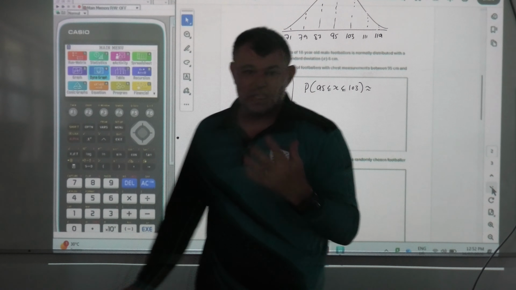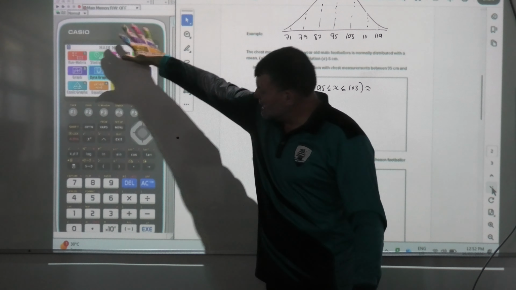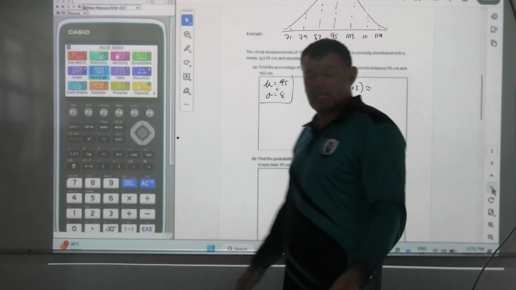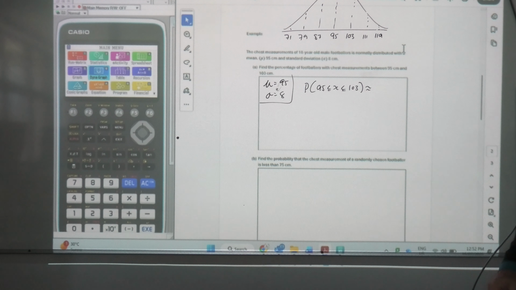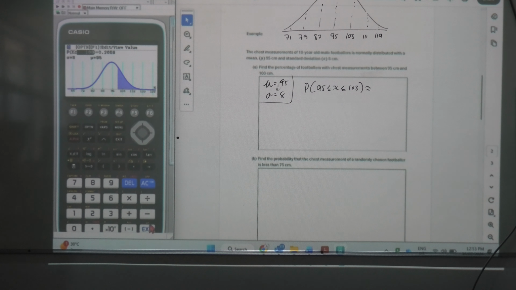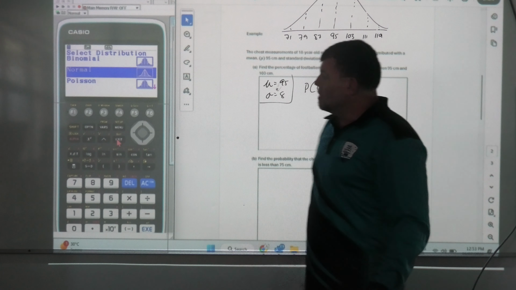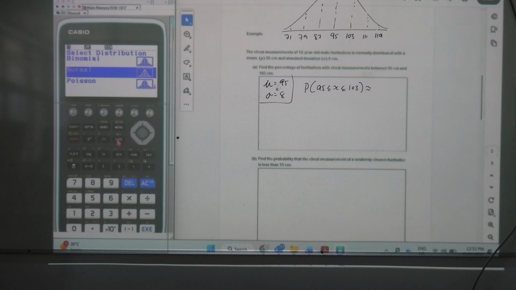So let's now use our calculator to actually calculate these functions. On the left-hand side here, you have your Casio calculator you'll be using in class. So the first thing we want you to do here is go straight up to your menu and scroll down to the bottom, and you'll see a function called distribution. I want you to click enter on that, and then you'll get a selection panel that looks like this: binomial, normal, or Poisson. We want the normal function.